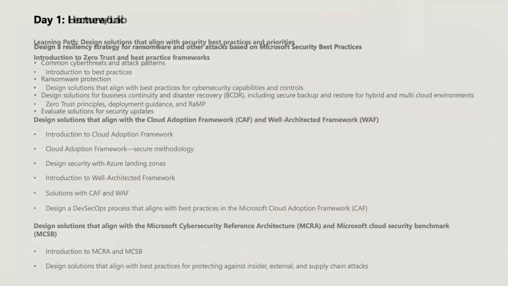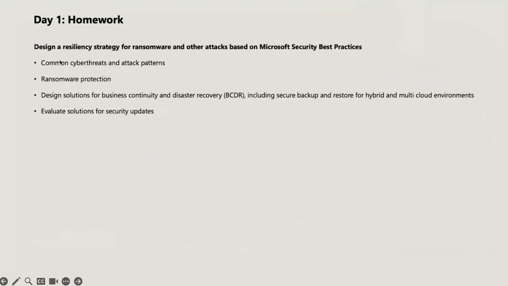And definitely there was some homework as well, related to designing a resiliency strategy for ransomware and other attacks based on Microsoft security best practices. So common cyber threats and attack patterns, ransomware protection, and design solutions for business continuity and disaster recovery, BCDR, including secure backup and restore for hybrid and multi-cloud environments, and evaluating solutions for security updates. These are different topics I suggested that you can complete in your homework activity.